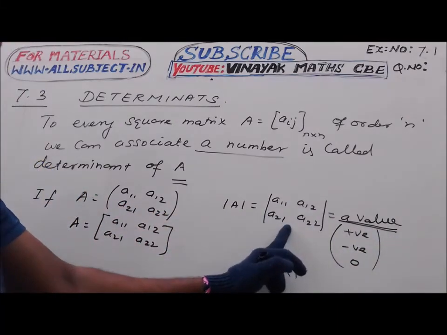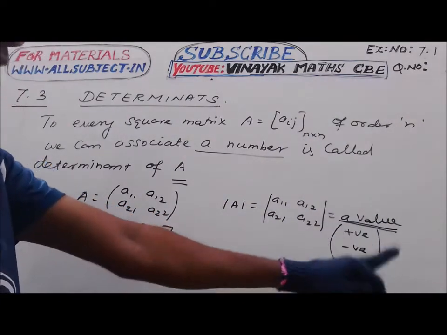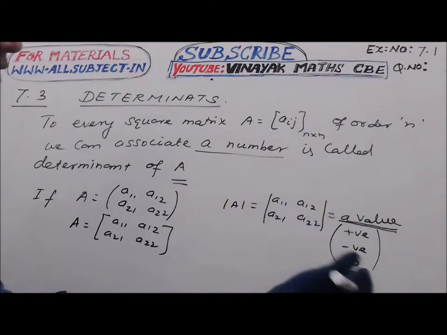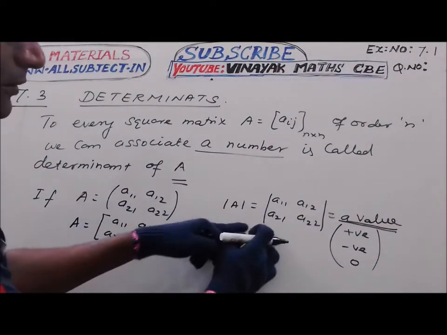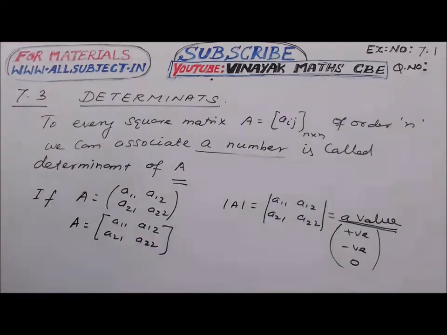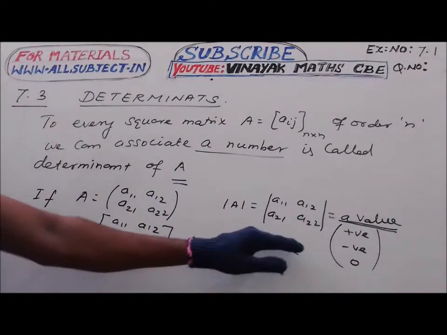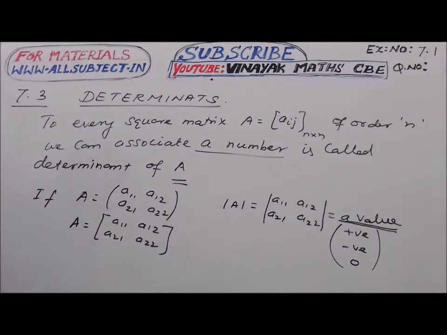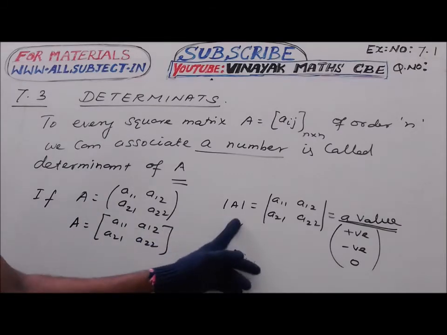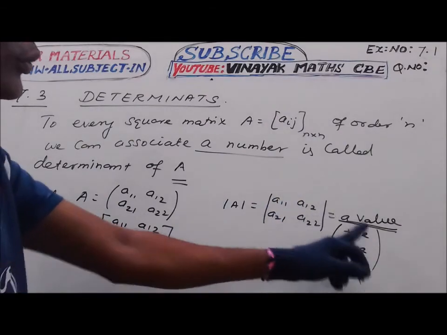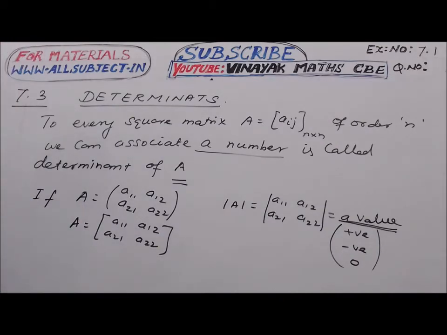This determinant can be reduced to a number or a value. The value will be a positive, negative or zero number. According to a given determinant, the value will vary. Now here A is known as a matrix. This is just an arrangement. This is known as a determinant. It can be reduced to a number.